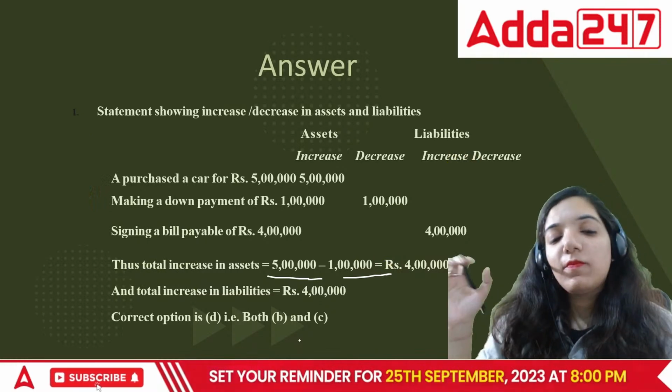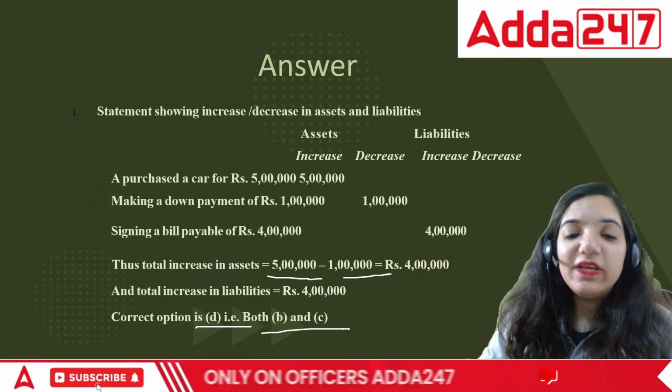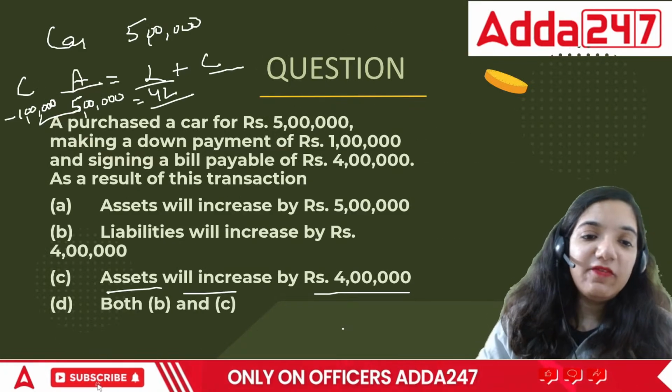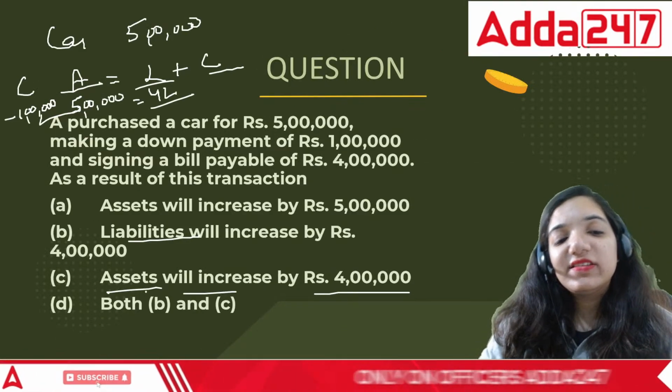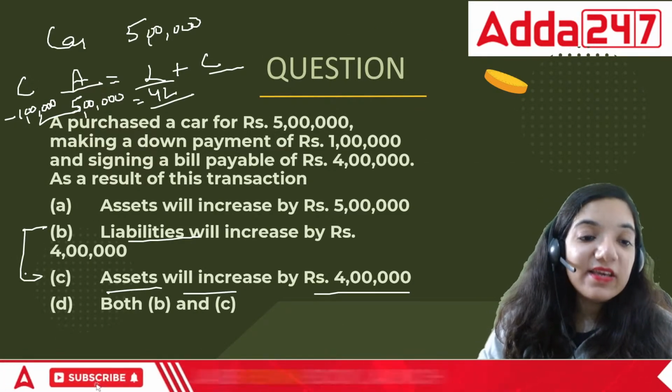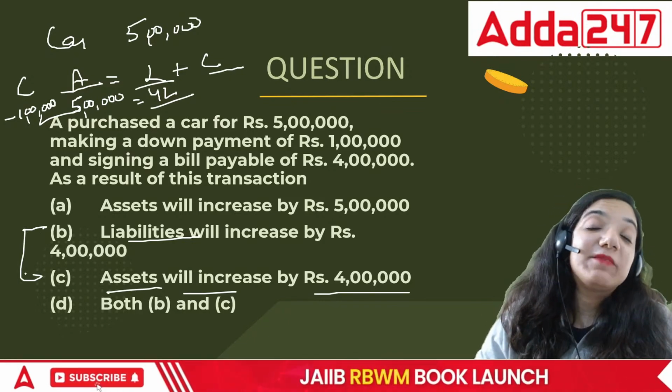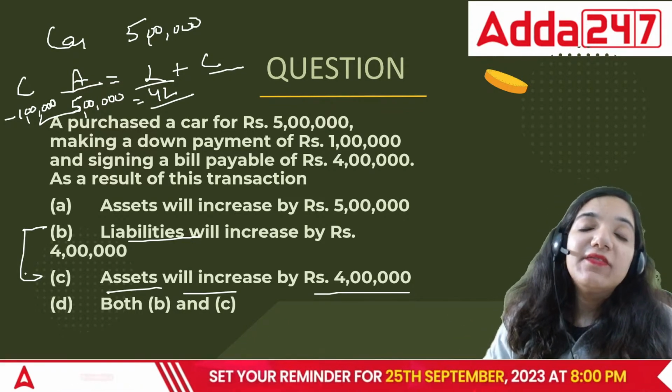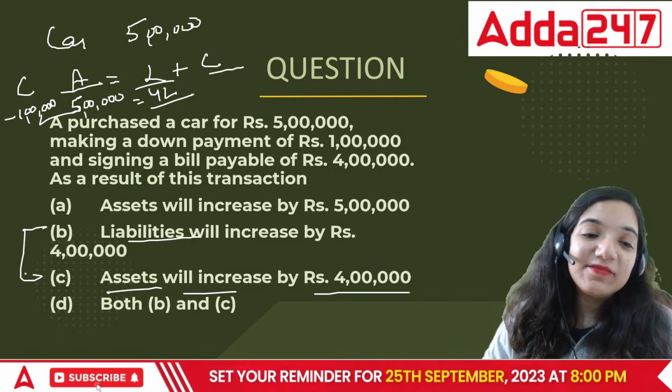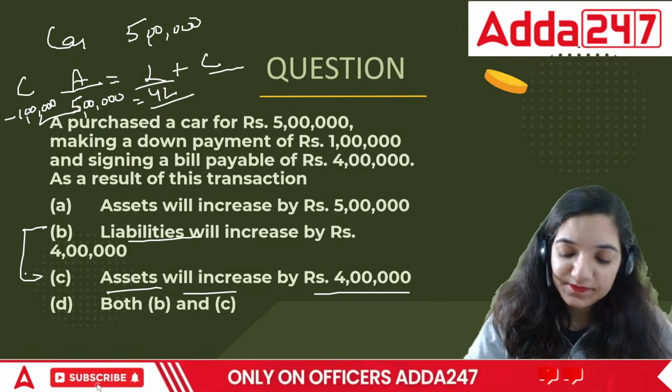so in this case, both B and C are correct according to them. If I look at B, liabilities are also increasing, assets are also increasing. So considering both the part and following the balance sheet equation, also called the accounting equation, the answer B and C both are correct.